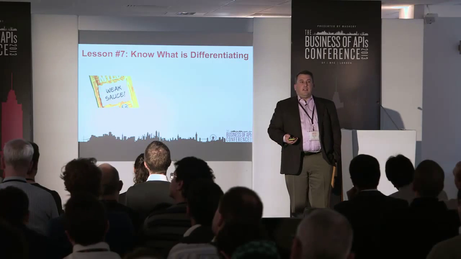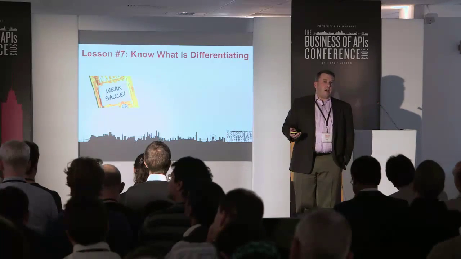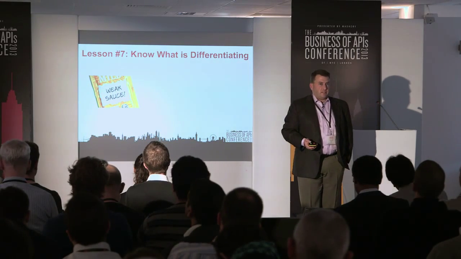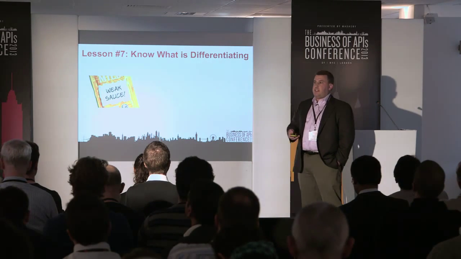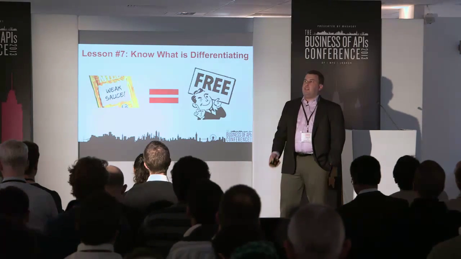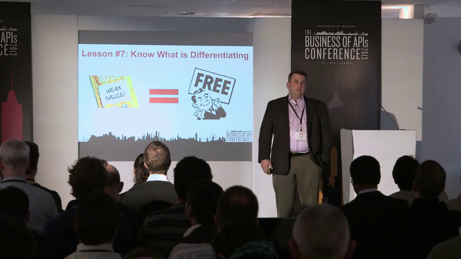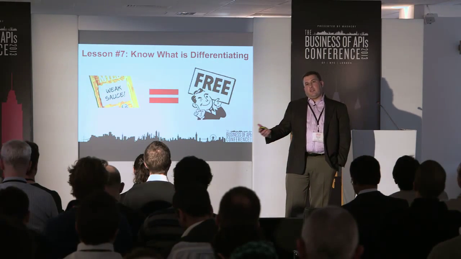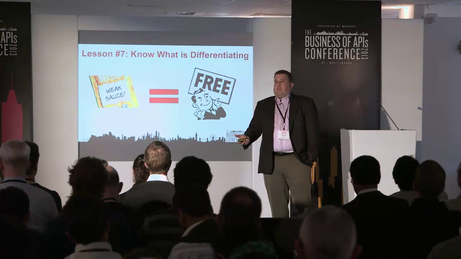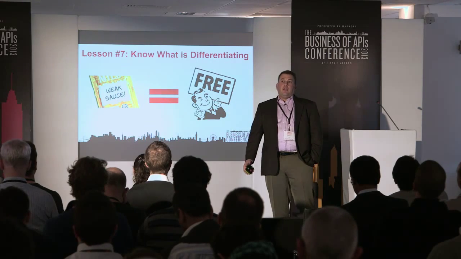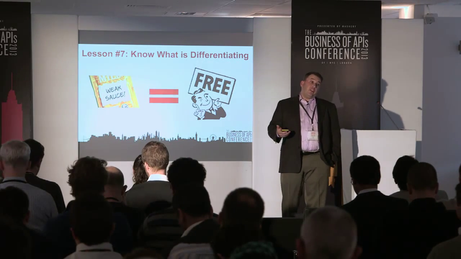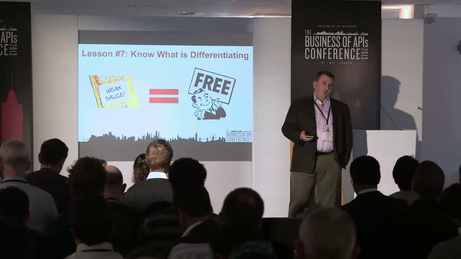Lesson number 7, the last lesson, is know what's differentiating. You have data that is commoditized, or I would call weak sauce. If it's commoditized data, it's something that everybody has, or it's prevalent, make it free. Don't kid yourself and think that you could sell data that's out there and it's pervasive. And in our case, we're going to make data free that our competitors are charging for.